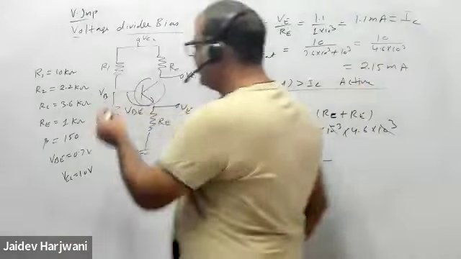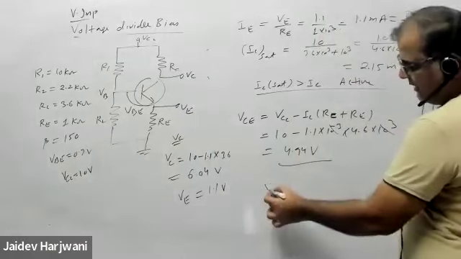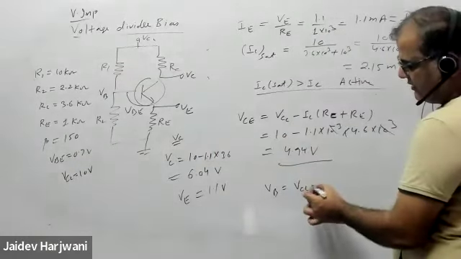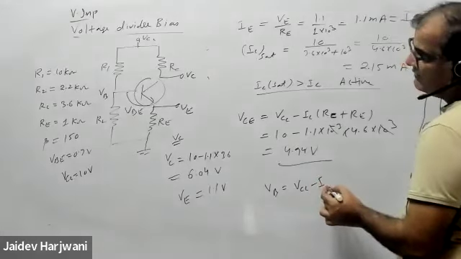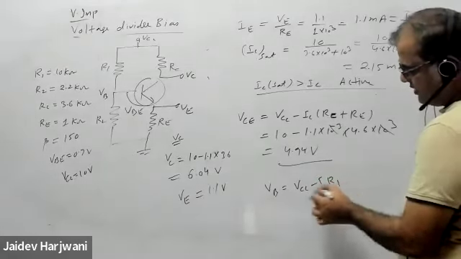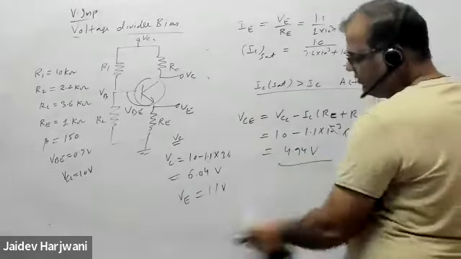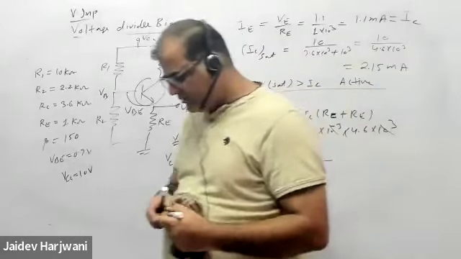And similarly, you can find now the VB value. Always put the habit, calculate all the quantities. So VB will be your VCC minus, now this time I into R1. VB we have already calculated, so not required.